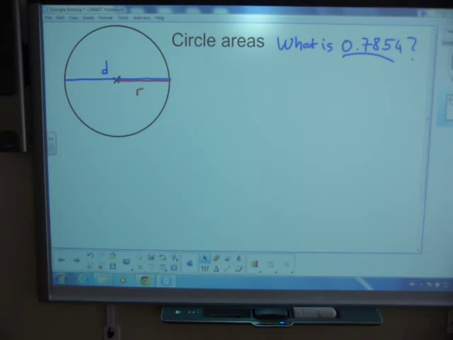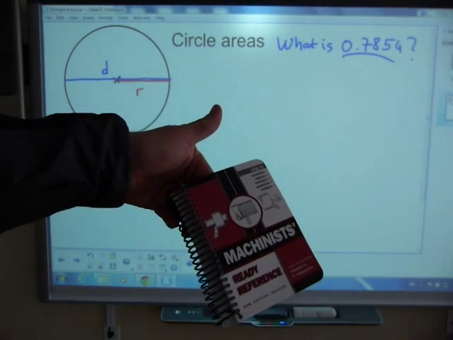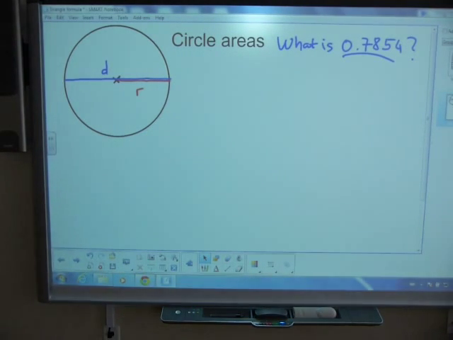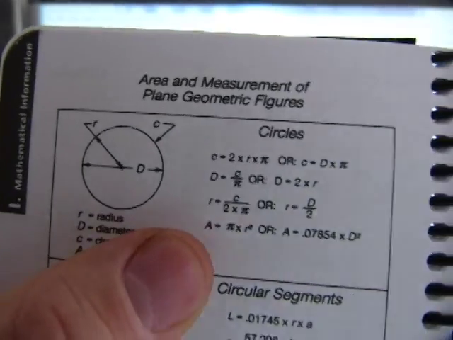When it comes to calculating area for circles, there are a couple of formulas around, and in this video I'll explain and highlight some of them, and especially I'm going to explain that in some formulas the number 0.7854 is featured. For example, if you get a handy reference book like this, depending on the manufacturer or printing company, you might get a couple of formulas for areas of the circles.